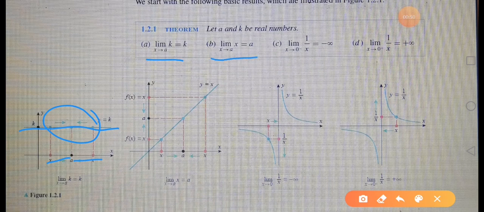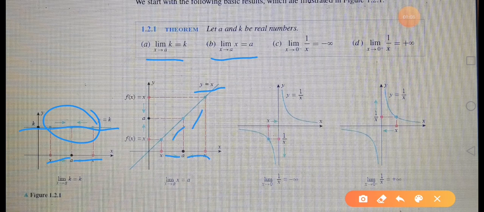For limit x approaches a of x, we are having an identity function, so it must be equal to a. Graphically as well, we are having the straight line y is equal to x over here, and when we approach a from the left hand side or from the right hand side, we are having the same answer, that is a.